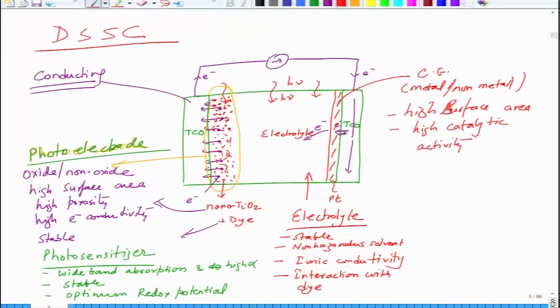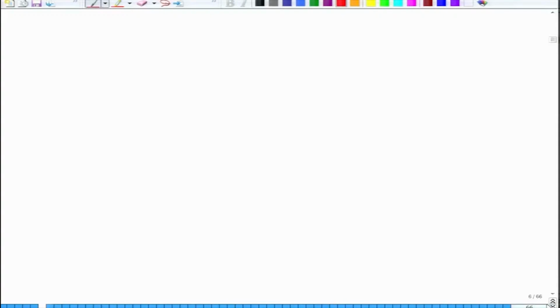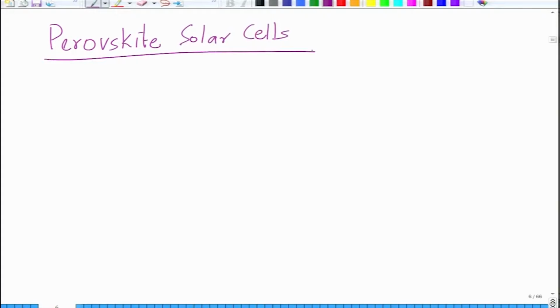So, these are certain attributes of dye sensitized solar cells in summary. Okay. So, this dye sensitized solar cell was an initiator for the next generation technology, that is the perovskite solar cell. So, now we shift our gears to perovskite solar cells, which is the hottest or most exciting PV technology right now. It originated from DSSC ideas.